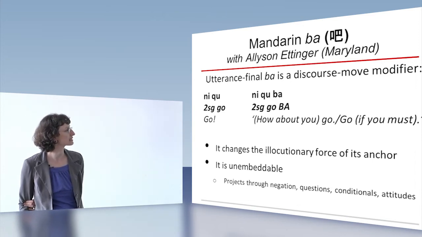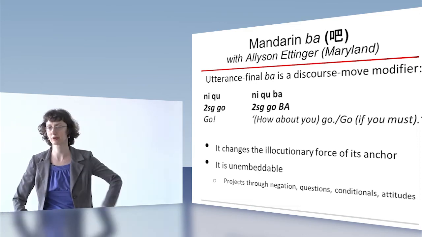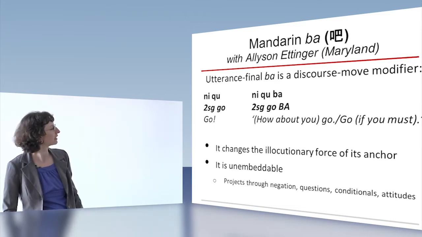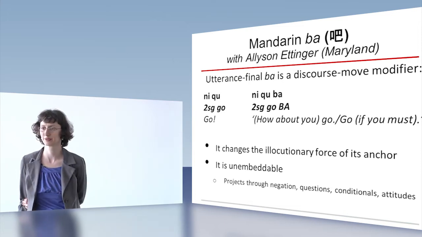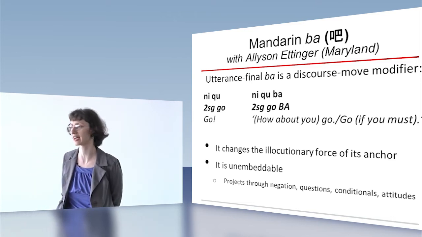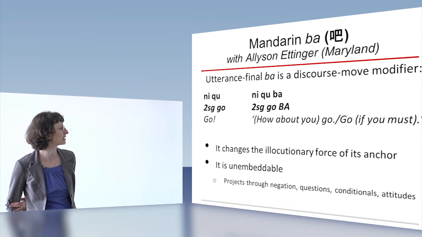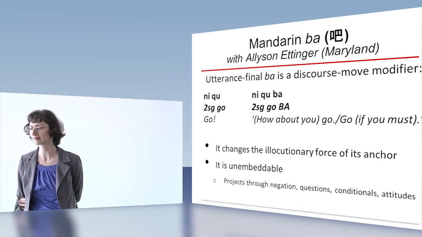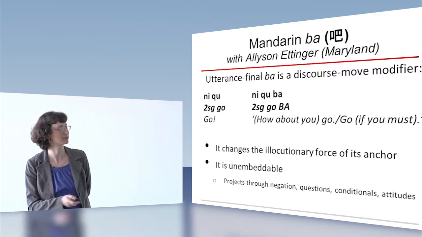So what ba does is it takes this imperative and changes the illocutionary force of it. I'm going to call the utterance to which ba is attaching the anchor. Ba is also unembeddable. We tried to embed it under negation, questions, conditionals, under verbs of saying, under verbs of other attitude. No go. It just would not embed, meaning-wise, or in some cases it would be completely bad syntactically. So I take it to be a speech act modifier of some kind.